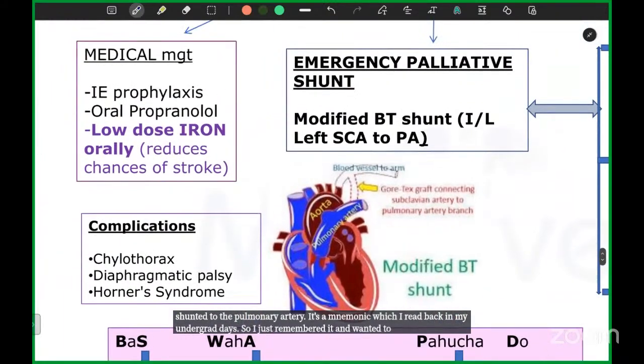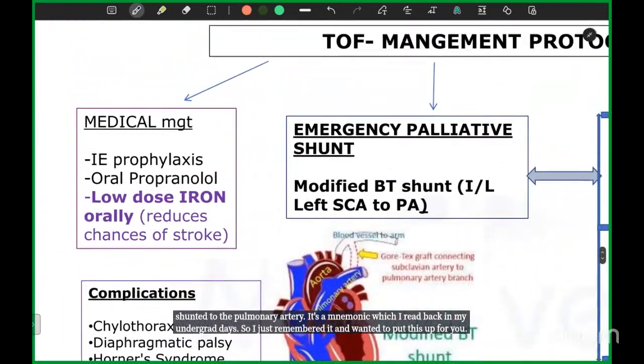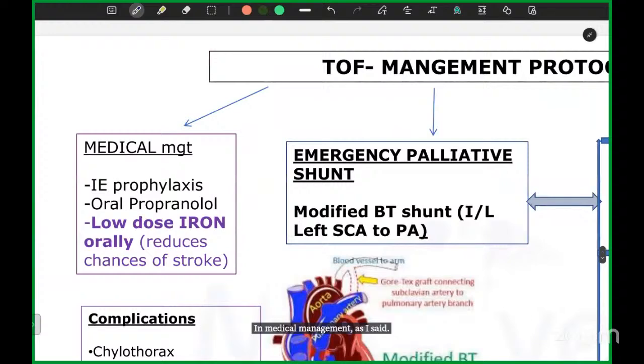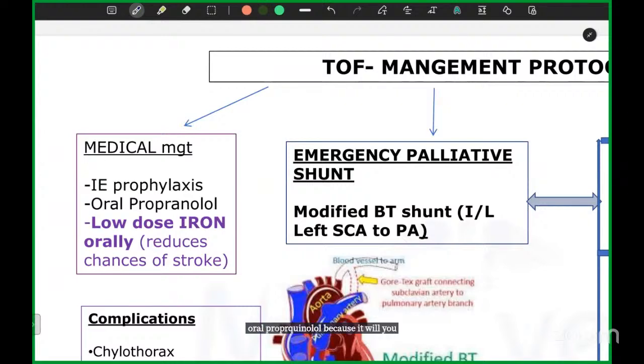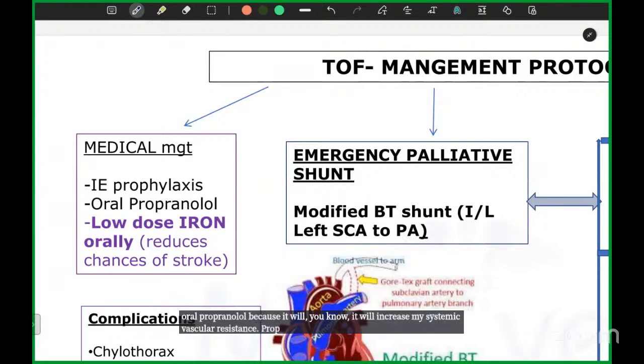In medical management, as I said, once this kid has been saved from this TET spell and is doing well, I discharge the kid home after an emergency surgery. I discharge with infective endocarditis prophylaxis, oral propranolol, because it will increase my systemic vascular resistance. Propranolol will increase SVR. It will also reduce my heart rate. And low dose iron orally.